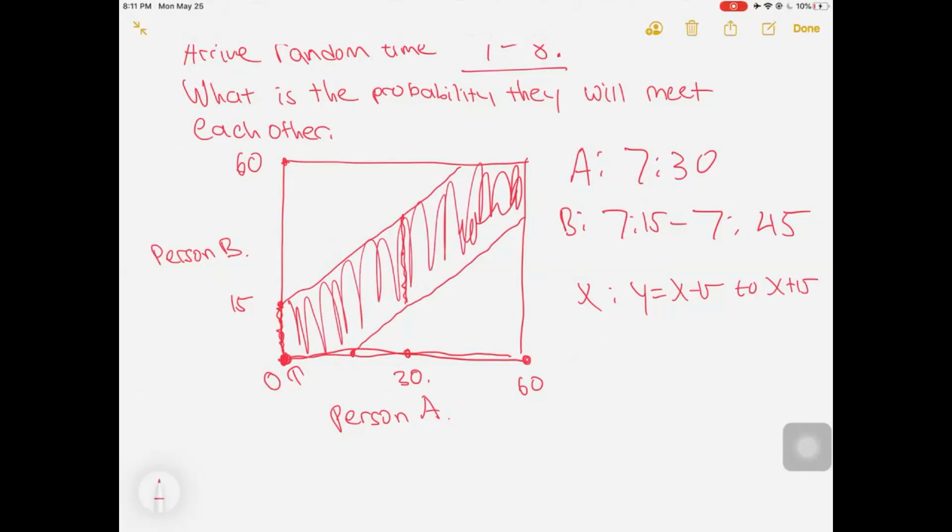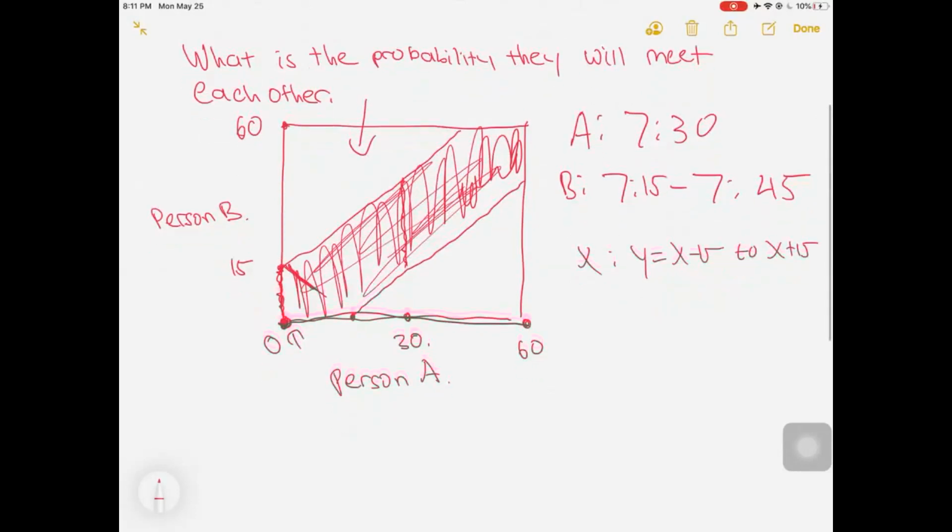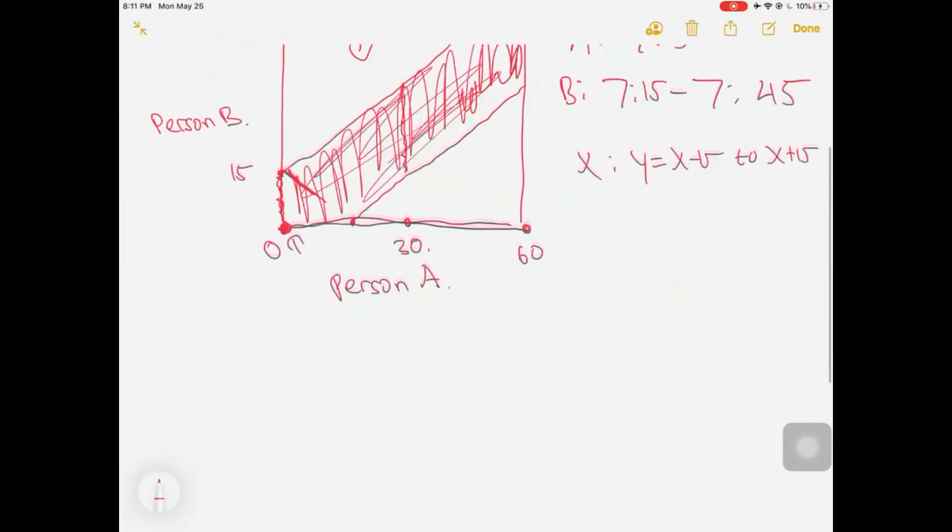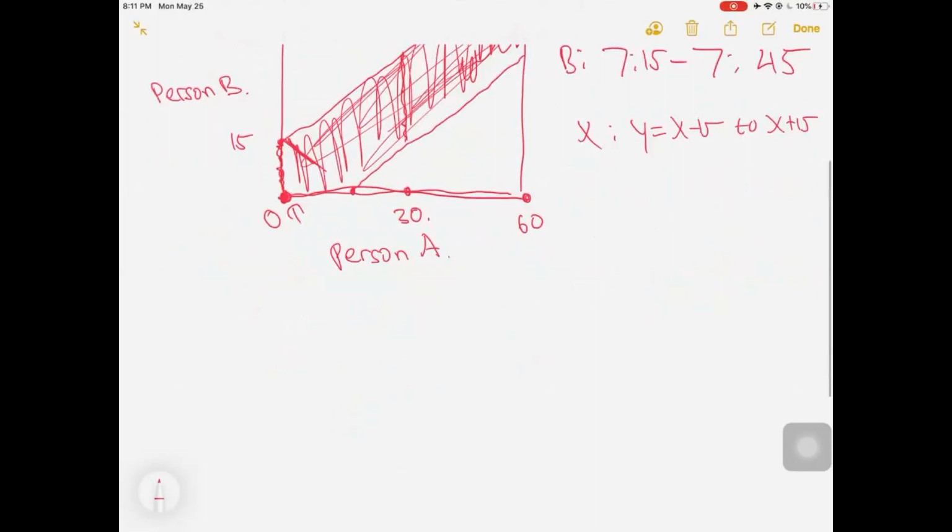So now basically all we have to do is find the area of the strip. There's a lot of different ways, but we can do this by finding the area of the white triangles, because these are easier to compute. The white triangles represent when A and B do not see each other. And the shaded region represents when they do see each other. So we want to calculate the area of the red region over the area of the total square.